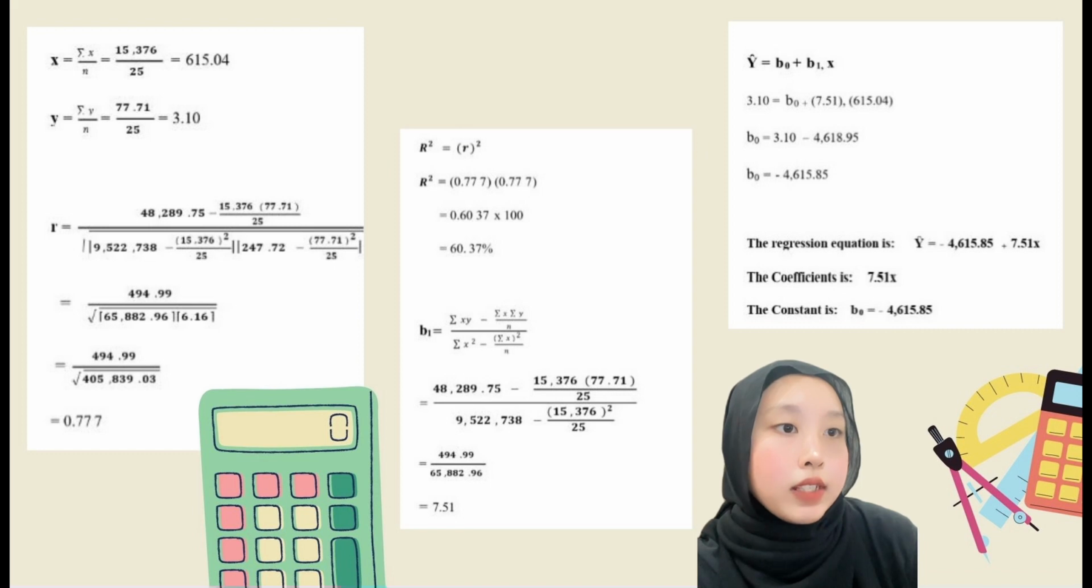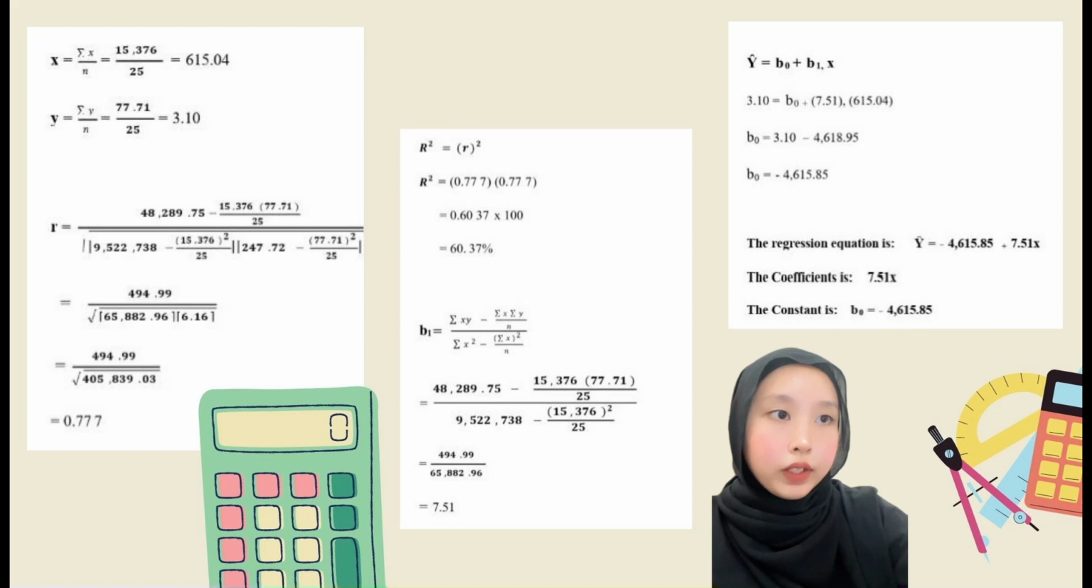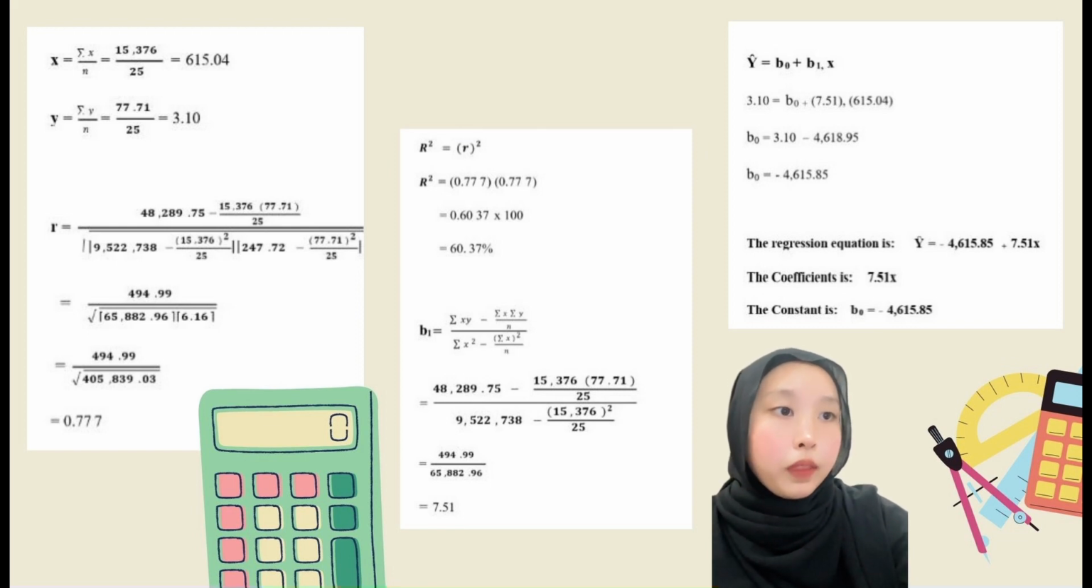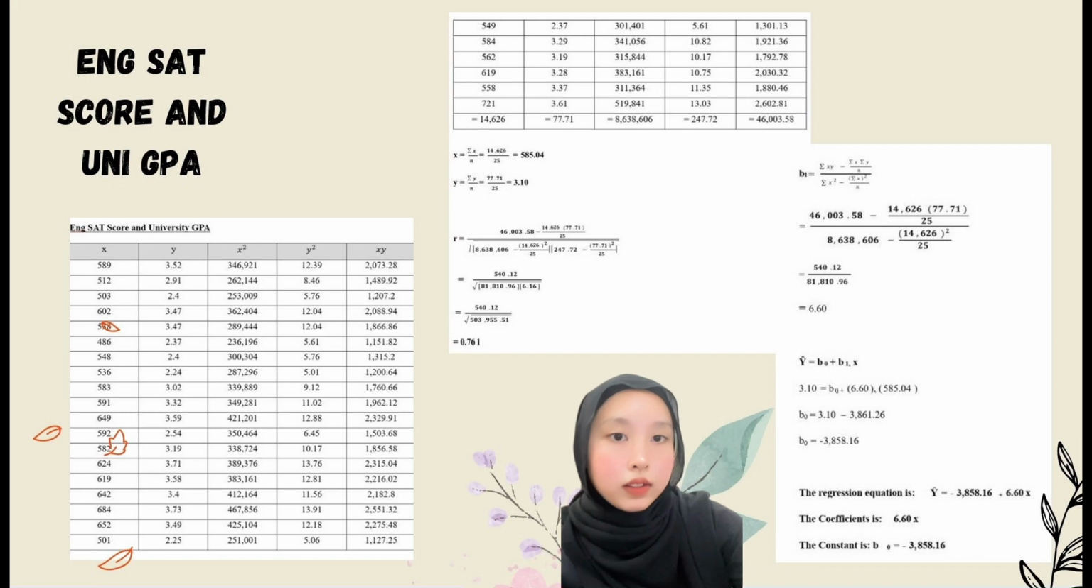And step 5 is B1. My B1 is 7.51. For the last step, I need to find B0. So I get negative 4615.85. So the regression equation is Y equals negative 4615.85 plus 7.51x. So the coefficient is 7.51 and the constant is B0, which is negative 4615.85.